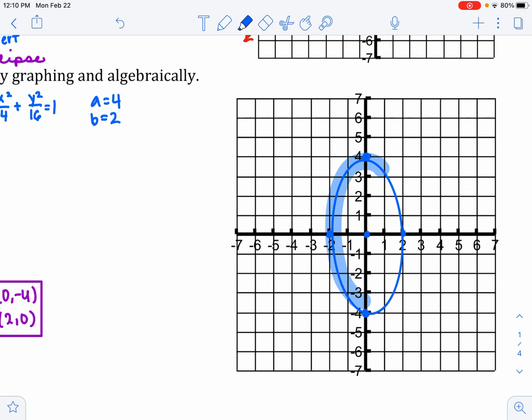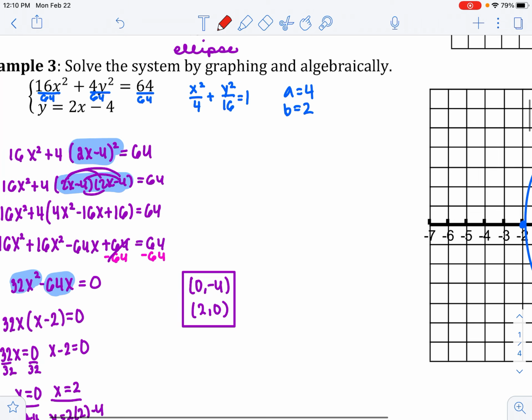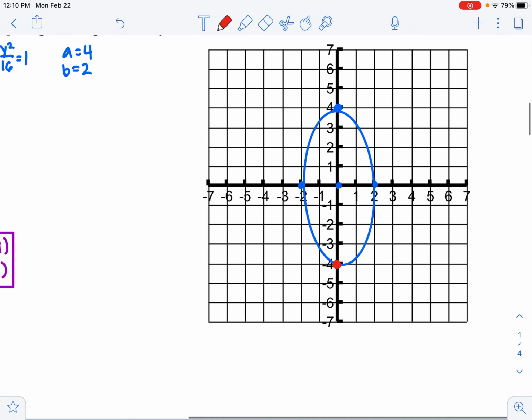So do I need to draw foci? No. Why not? Because I want to know where the line hits on this blue part right here that I'm highlighting. Okay, all right, so now let's graph the line. I'll graph the line in a completely different color. Let's graph the line in red.